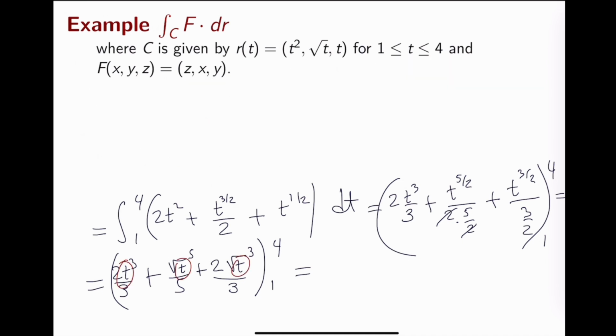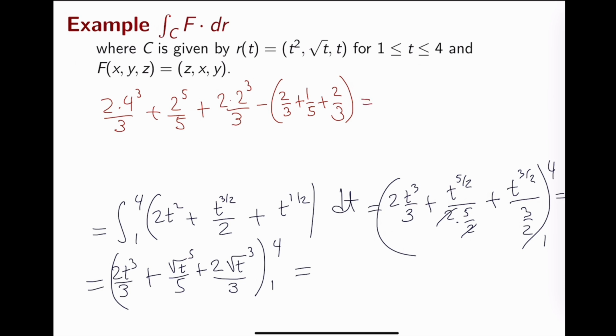Evaluating here, substituting t by 4, we get 2 times 4 cubed over 3 plus 2 to the 5th power over 5 plus 2 times 2 cubed over 3, minus, and so we evaluate everything at 1. That will be just 2/3 plus 1/5 plus 2/3. Okay, in order to do this operation, I observe that in all the terms there is a common factor that is 2 to the 4th power.